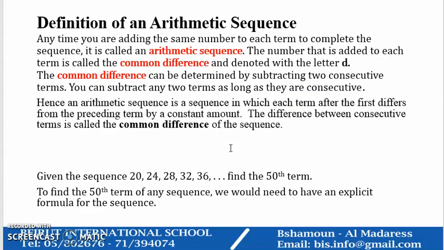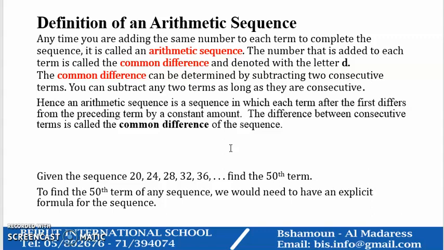What do we mean by an arithmetic sequence? Anytime you are adding the same number to each term to complete the sequence, it is called an arithmetic sequence. The number that is added to each term is called the common difference, and is usually denoted by the letter d. You can denote it by any letter. The common difference can be determined by subtracting two consecutive terms.